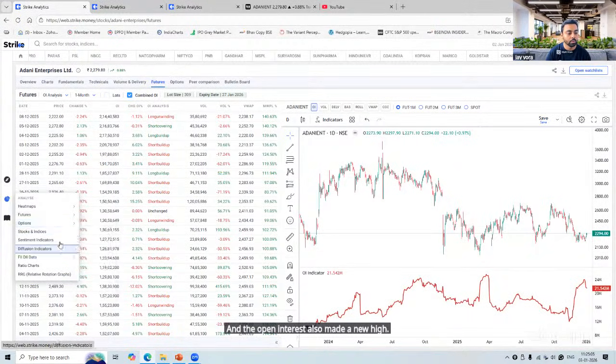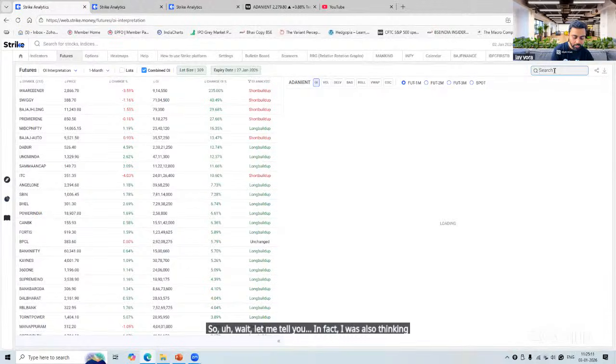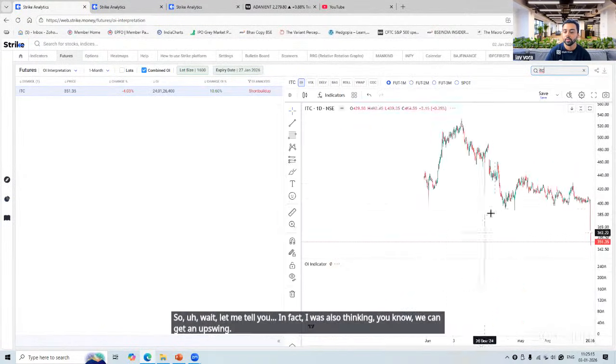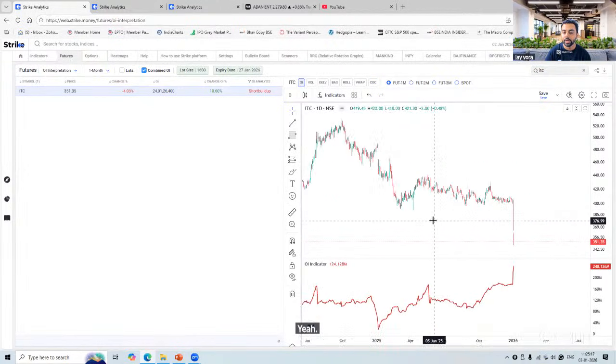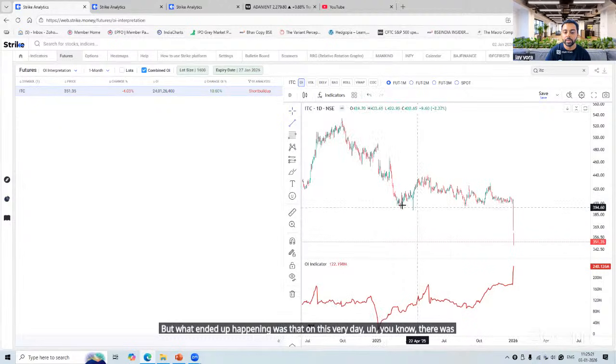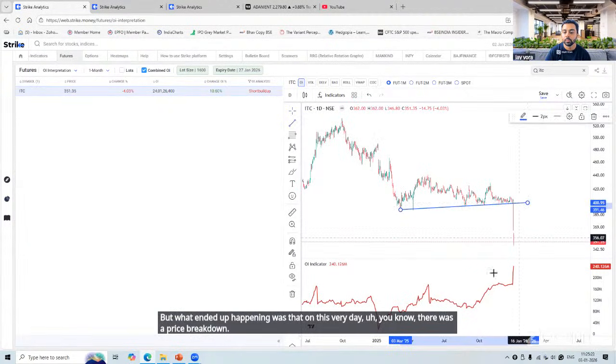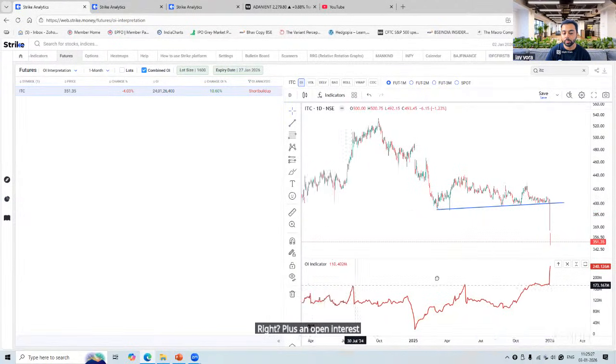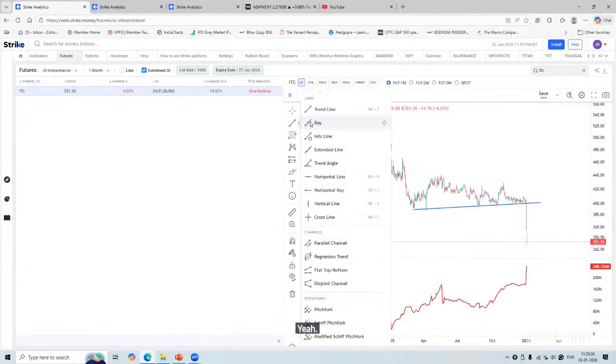Wait, let me tell you. In fact, I was also thinking that it is consolidating, so maybe from here we can get an upswing. But what ended up happening was that on this very day, there was a price breakdown, plus an open interest breakout. So that is what I told you, right?